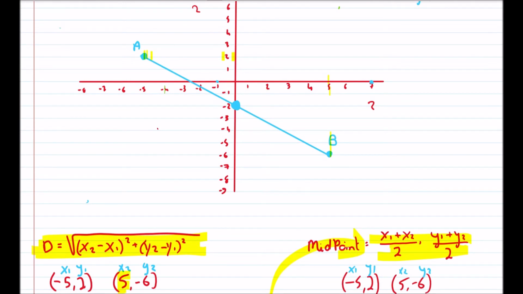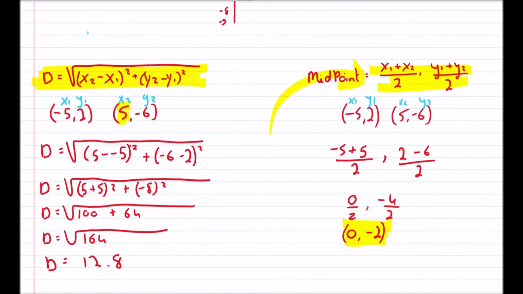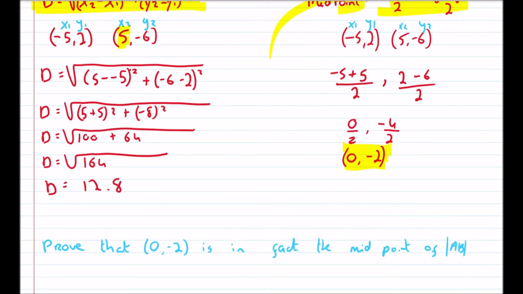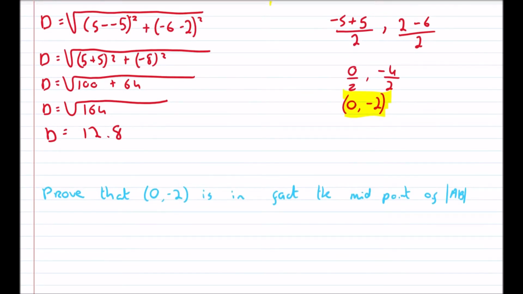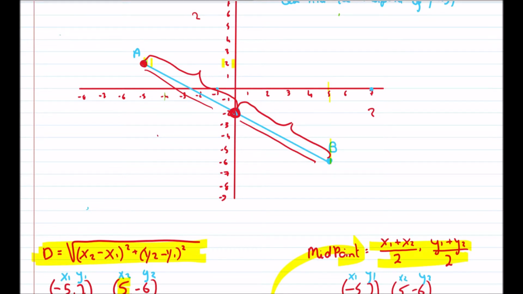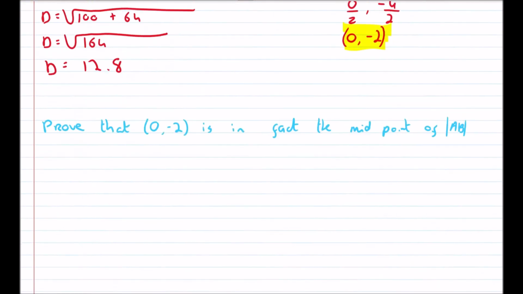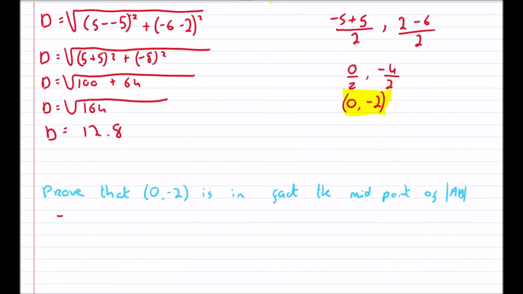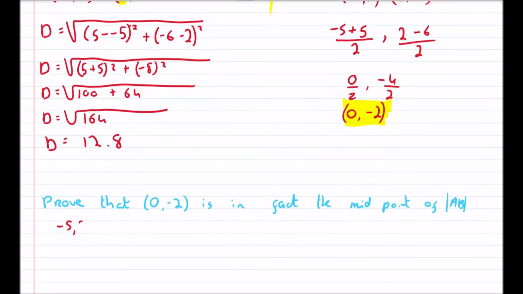What if I got the distance between here, the midpoint, and B, and then got the distance between the midpoint and A? If that is the midpoint, well, surely the distance between here and here and the distance between here and here will be equal. Okay, so all we do is we get the distance between this point A and our midpoint, then we get the distance between this point B and our midpoint, and see if they're the same. Right, so the first point is minus 5, 2. Okay, so that's point A. And I'm going to get the distance between that and our midpoint.